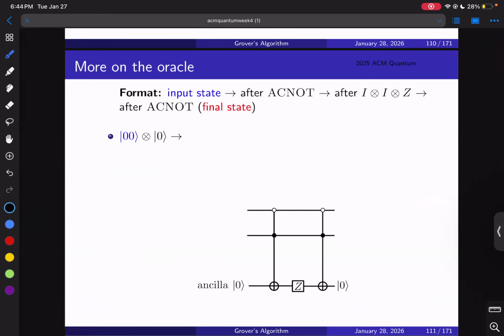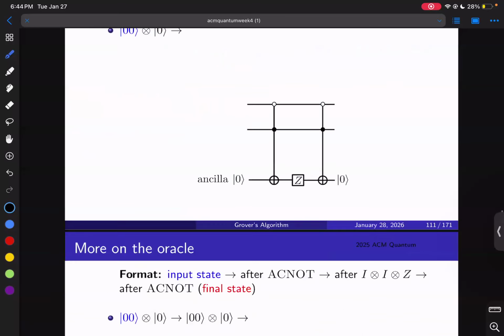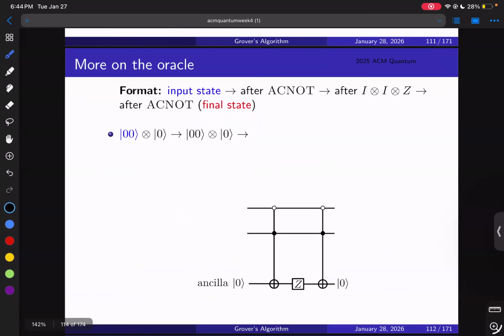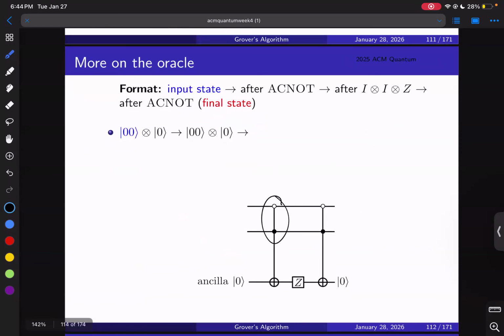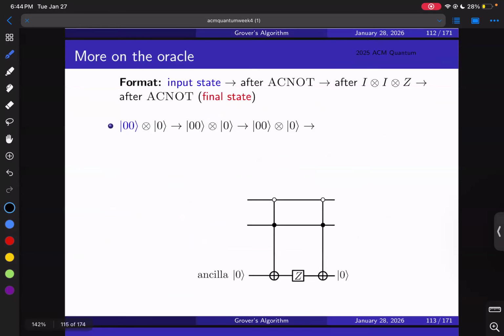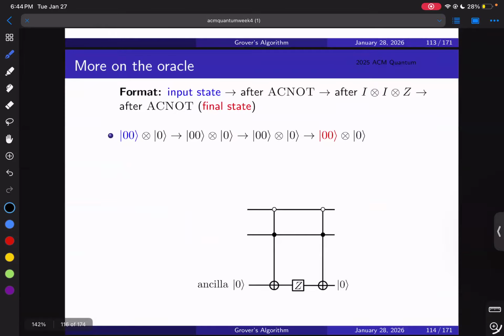So if you start in 0, 0, and then the tensor 0 means the ancilla is in 0. You apply the anti-controlled NOT, then you get the same state back because the control condition here is 0, 1. And then you apply the Z gate on the ancilla, and Z on 0 does nothing, so you get the same state back again. Then you apply the same gate again, and you get the same state back. So literally the whole thing does nothing.